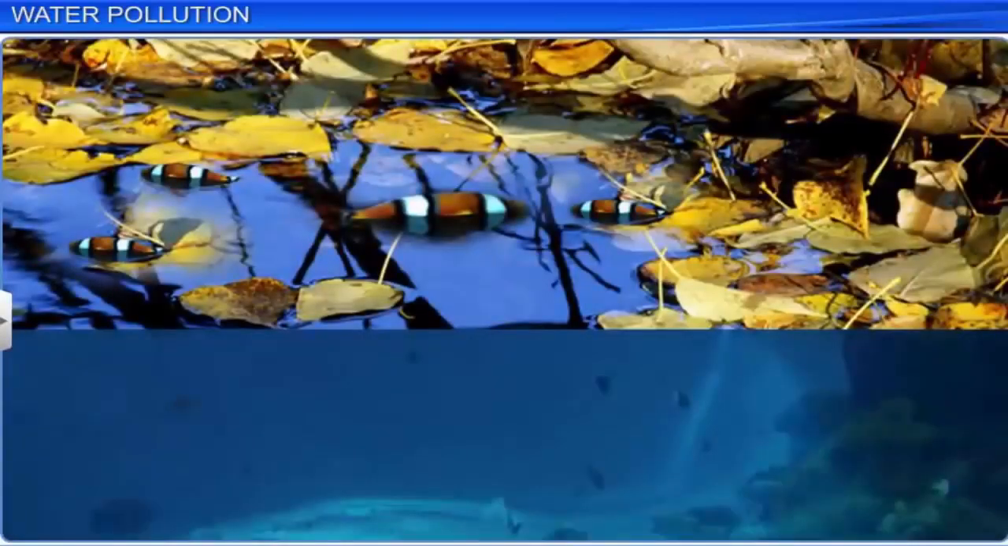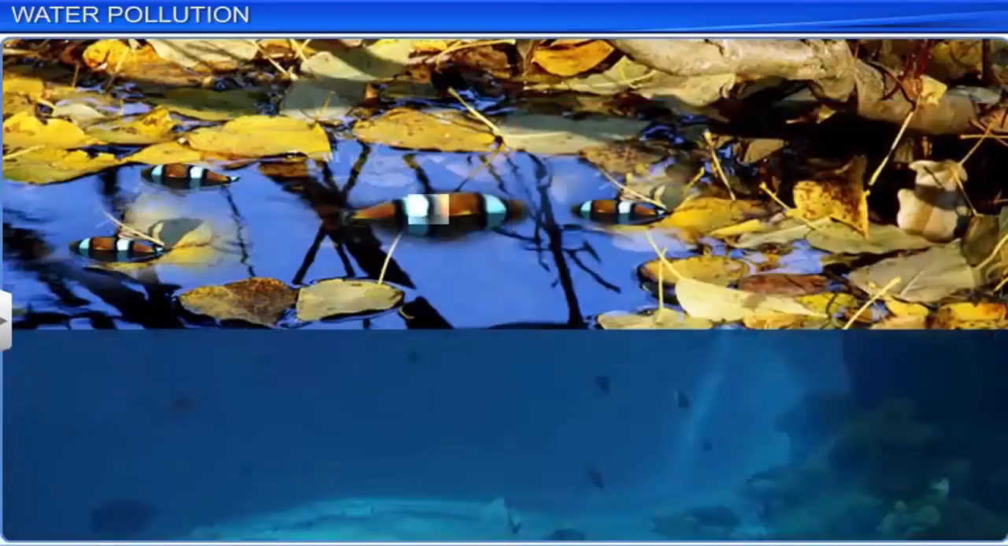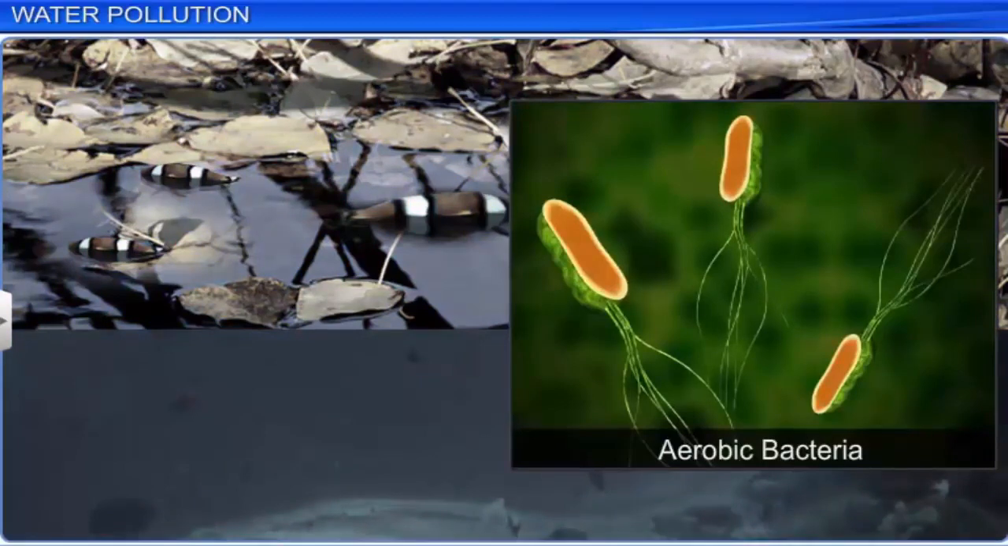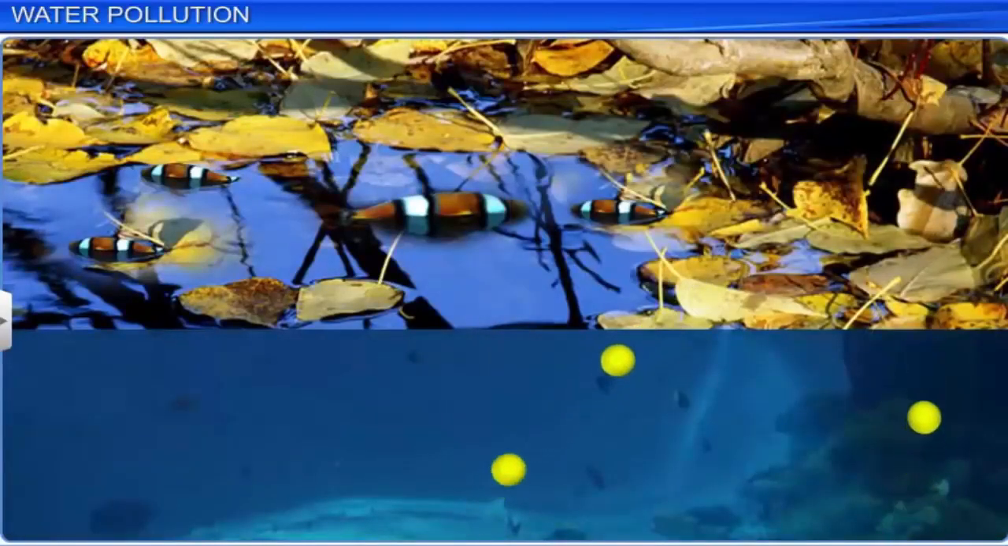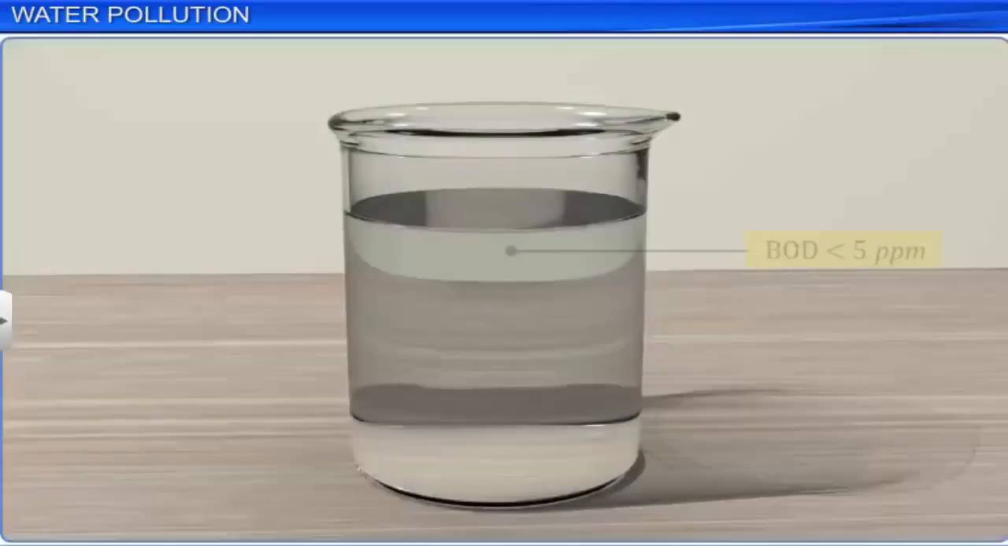The dead aquatic animals form organic waste. They are broken down by anaerobic bacteria, which break down these waste, producing harmful chemicals with a foul smell, and by aerobic bacteria, which lead to further depletion of oxygen from the water. The total amount of oxygen required by bacteria to break down the organic matter present in a certain volume of water is called biochemical oxygen demand, or BOD. BOD is directly proportional to the amount of organic material in the water. The BOD value of clean water is less than 5 parts per million.